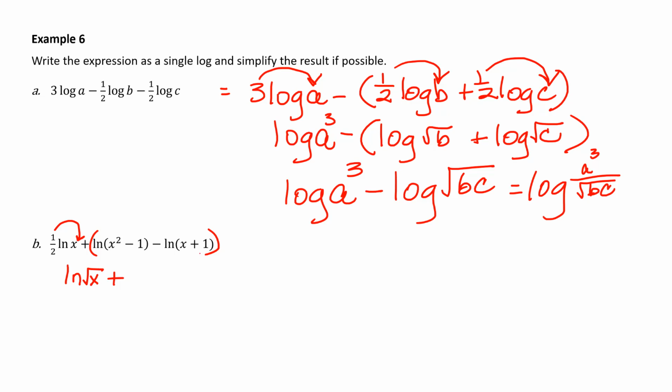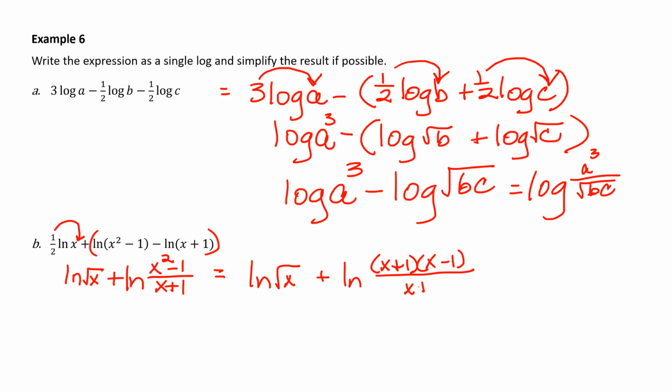That's the difference of two logs, which means I can take the log of the quotient of those two arguments. So x squared minus 1 over x plus 1. And I know that x squared minus 1 is a difference of squares. And so I can factor that. So I'd have natural log of square root of x still there, plus natural log of x plus 1, x minus 1 over x plus 1.